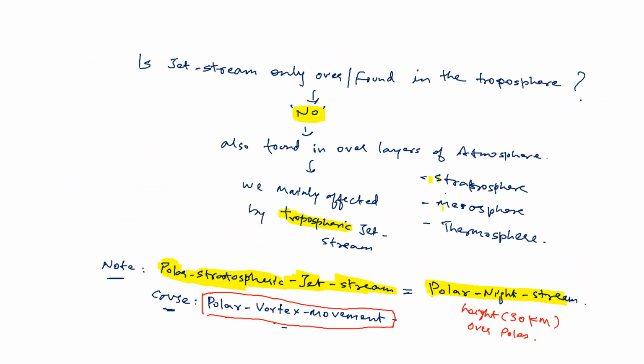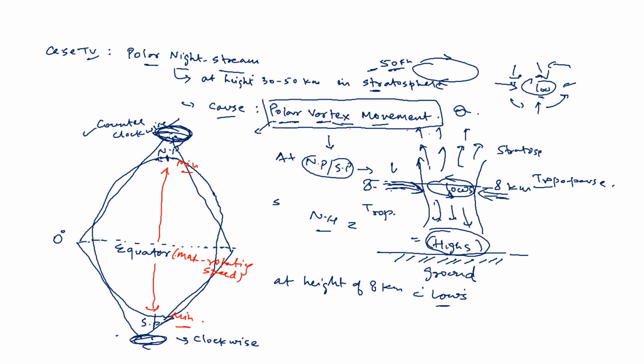So now there is one more jet stream that has been found which is important for us in the stratosphere, that is called the polar stratospheric jet stream or polar night jet stream. So what we can conclude is that jet streams are not only found in the troposphere, they are also found in other layers of Earth's atmosphere like the stratosphere, mesosphere and thermosphere, but they are not much important. The only important one among the other layers is the polar night jet stream in the stratosphere, which itself arises due to which reasons? Polar vortex movement, that we will be exploring in the slide.